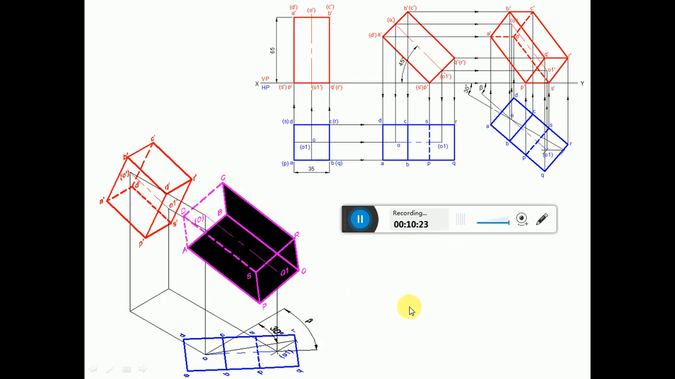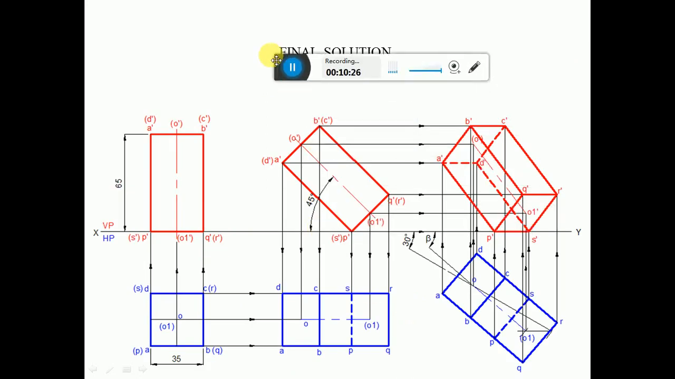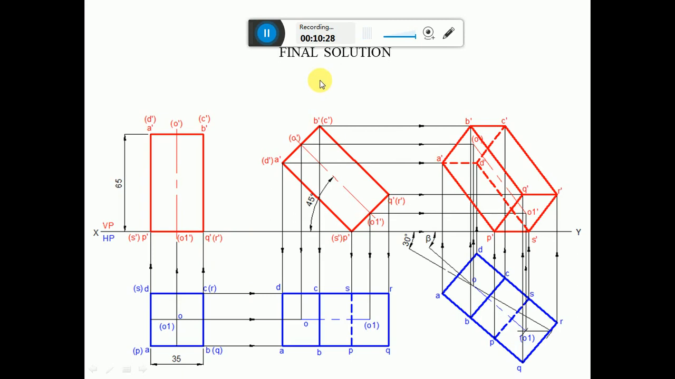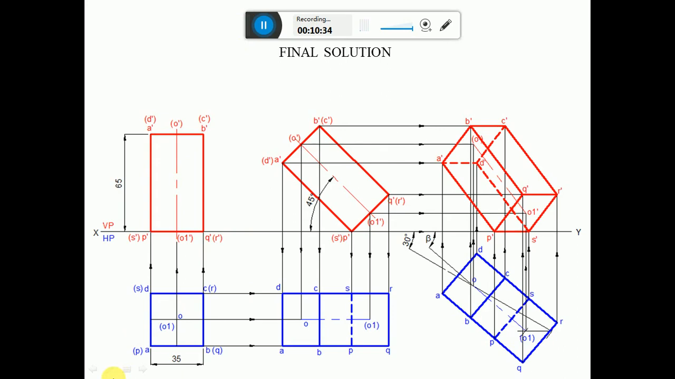Now, this is how to analyze it for the final solution. Here, a square prism of 35 mm side and axis length 65 mm rests on one of the base edges on HP. Draw its projections when the axis is inclined to HP at 45 degrees and the axis is inclined to VP at 30 degrees. So we need to find out the beta inclination for this. So hence we found out the beta inclination for this, and hence the problem is solved.